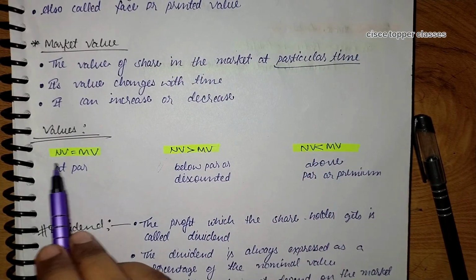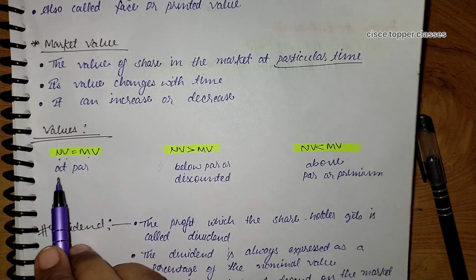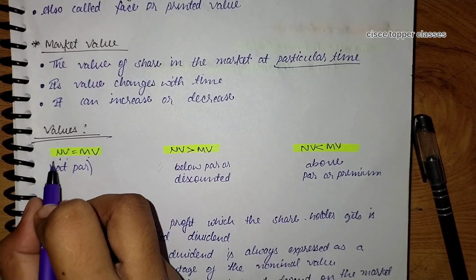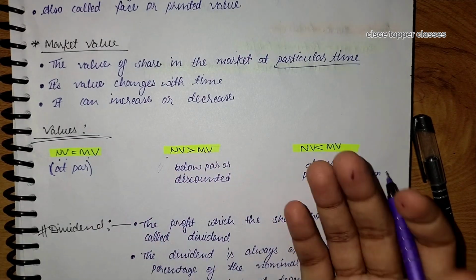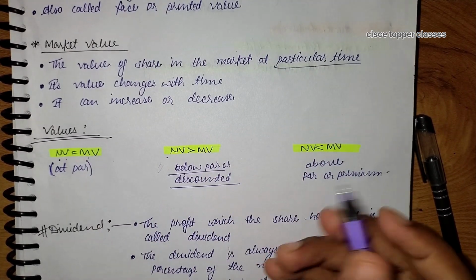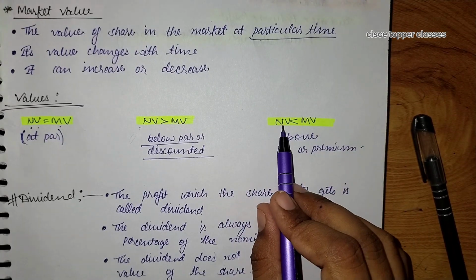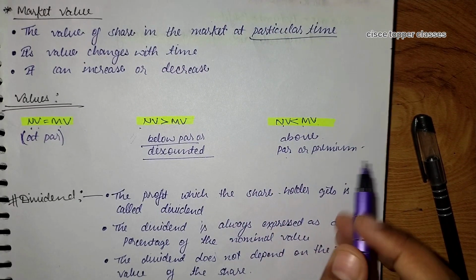And if nominal value of the share is equal to the market value of the share, then we call it at par. And if nominal value is greater than the market value, means market value is less, then it is below par or discounted. Now if market value is greater than nominal value, this is above par or premium.